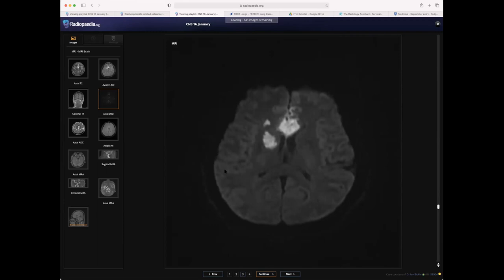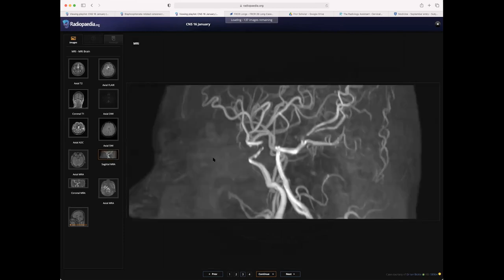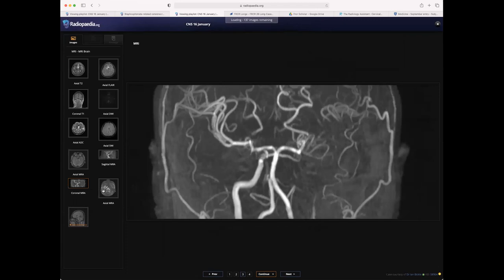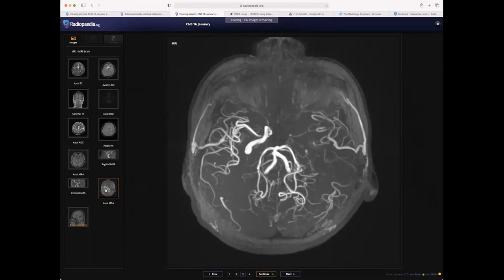And I would like to further confirm with the MRA. Okay, these are single images. I cannot see the left internal carotid artery and its flow-related signal on the MRA images. And a few collaterals are filling the contralateral side. The MCA is filling through the contralateral vessels through the collaterals. So this is complete left ICA thrombosis.